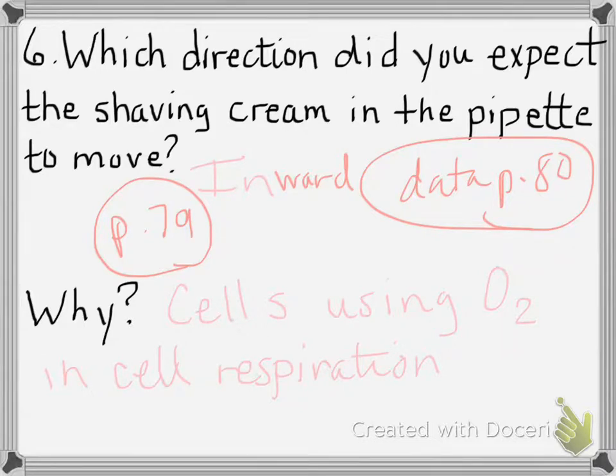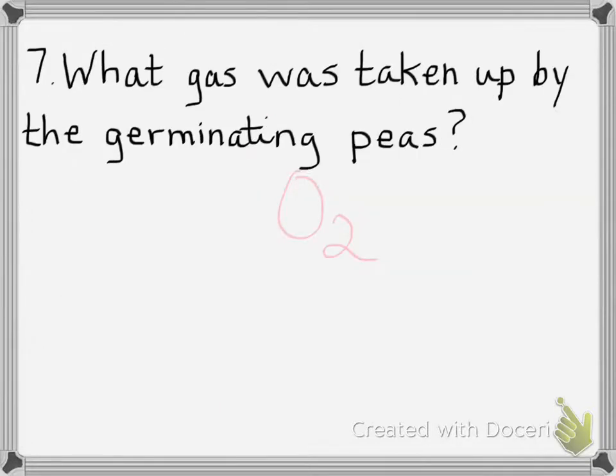All right, so we already answered the last question. Everybody look at number 7. What gas was taken up by the germinating peas doing aerobic cellular respiration? Oxygen. The answer is in the question. Everybody find how come the answer oxygen is in that question. The word aerobic. Very good. So oxygen is the answer to number 7. But notice the answer is in the question.